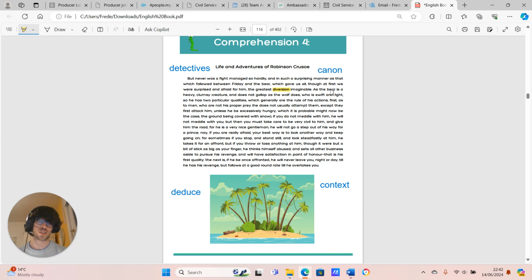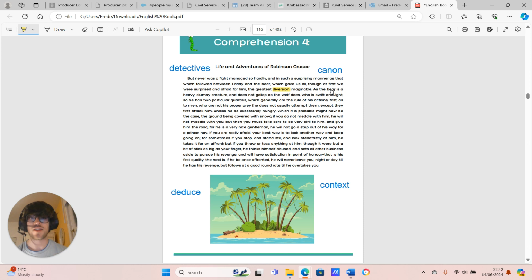A diversion. It diverts you perhaps away from other things, work, things that are a bit more boring, a bit more mundane, a bit more annoying. Diversion is an entertaining use of free time. So that's what diversion means here. So something's happening with a bear that is quite entertaining.